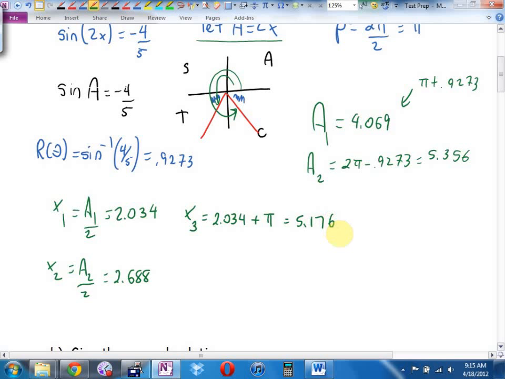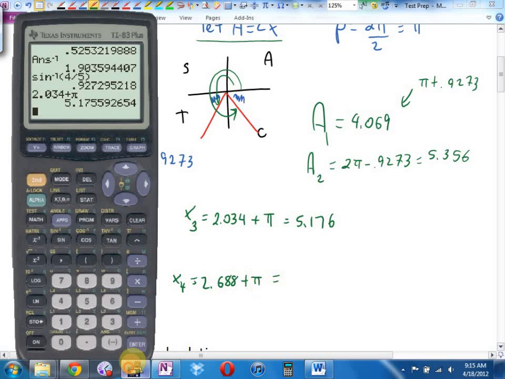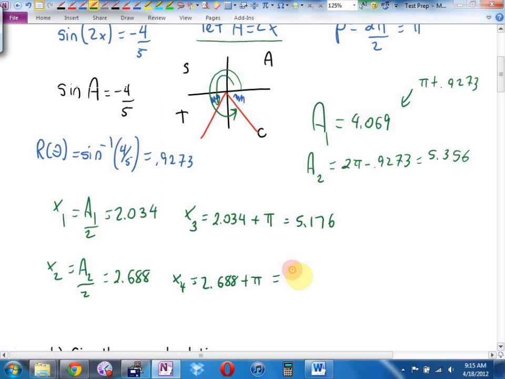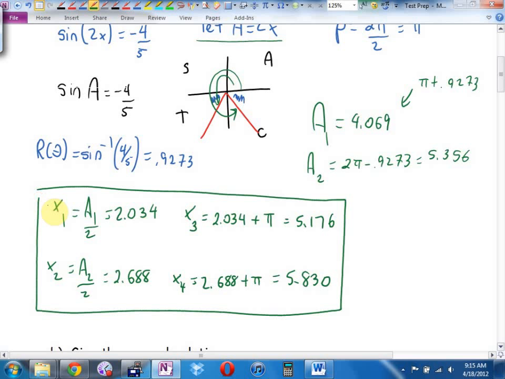Is that bigger than 2 pi, Nathaniel? No. Maybe there's an x4. Let's see. That's going to be 2.688 plus the period of pi. 5.830. Is that bigger than 2 pi? Not yet. Is there a fifth angle? Well, if I add 3.14159 to that, in my head, I already know I'm in the 8s. I'm bigger than 2 pi. So here are my 4 answers.